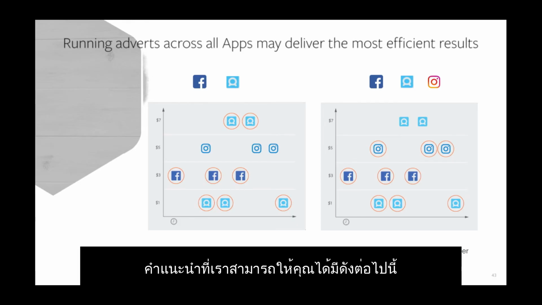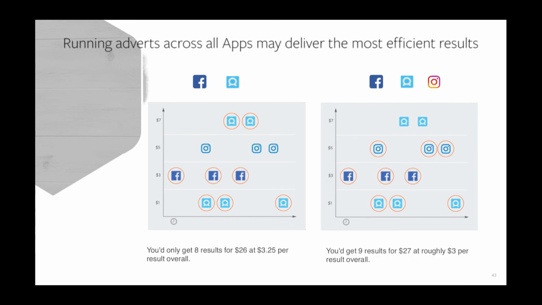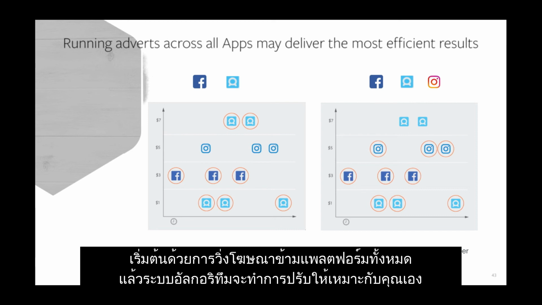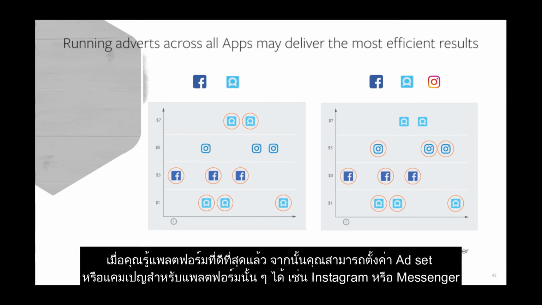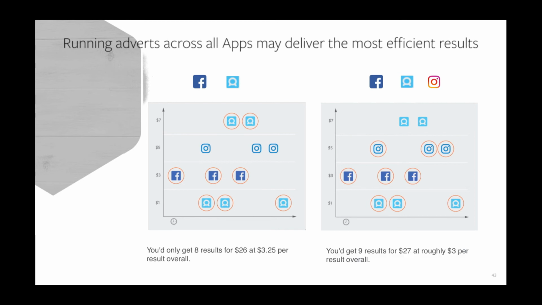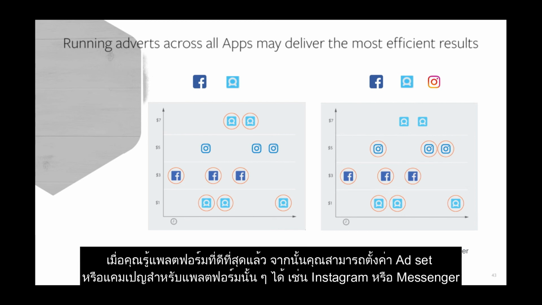The recommendation that I can give you is the following. What you should do is start by running across all platforms and let the Facebook algorithm optimize for you. Once you know the best platform, then you can set up individual ad sets at the campaign level. So one campaign for one specific platform like Instagram, or another campaign for Messenger.